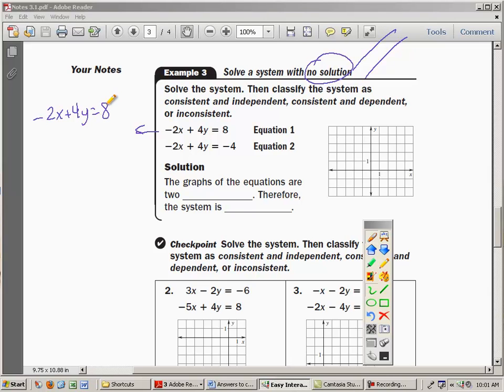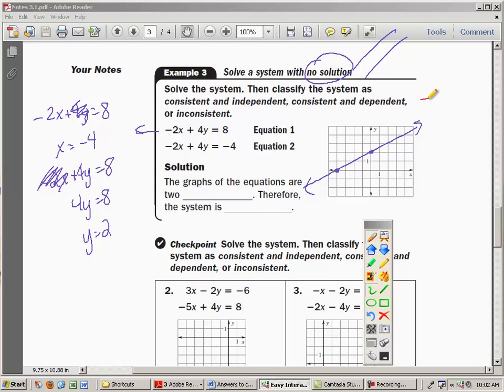So to find the x-intercept, we plug in 0 for y. We get x equals -4. And to find the y-intercept, we say -2x plus 4y is equal to 8. We substitute 0 for x, we get 4y equals 8, and so y equals 2. We get an x-intercept of -4 and a y-intercept of +2. And so our first line, equation number 1, should look something like this.